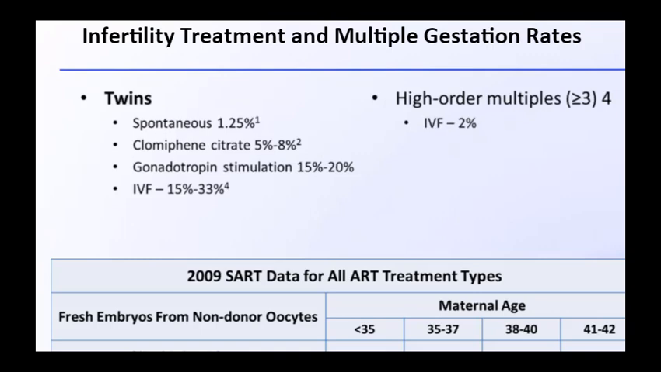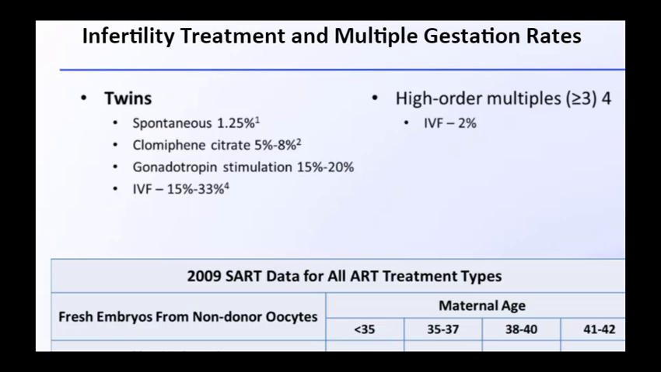Multiple birth rates vary according to mode of conception. About 60% of twins and 20% of high-order multiples are conceived spontaneously. Infertility therapies and ART treatments account for the remaining percentages. The rate of twins with spontaneous conception is 1.25%, with clomiphene citrate 5 to 8%, and with gonadotropin stimulation 15 to 20%. Some studies indicate that aromatase inhibitors may have a lower rate of multiple pregnancies.